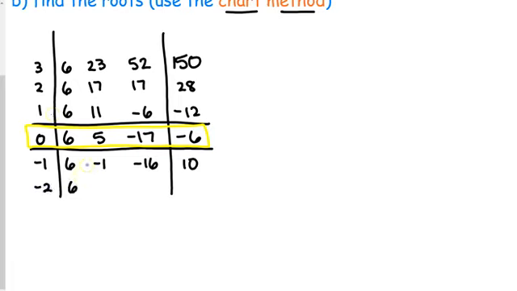-2, bring down the 6, multiply by the number in the box, we get -12 plus 5, and we get -7. -7 times -2 is 14, plus -17 is -3. Oh, good. It's looking like we got a winner here coming up, guys. -3 times -2 is 6, plus the next number in the 0 row is going to give us 0. So we have a root, finally. We have one root. It's x equals -2.